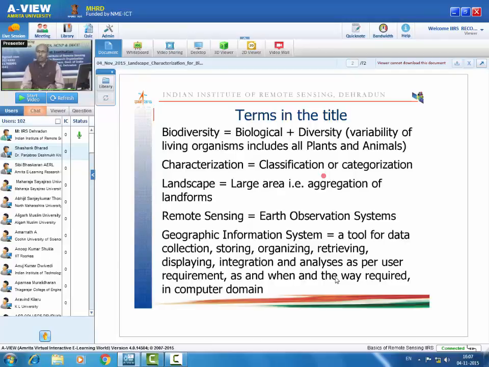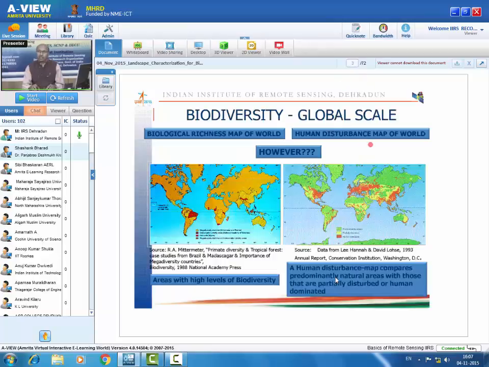And of course, this database is available in the computer domain, so it is in digital form, and anytime you can open the file and do the action.